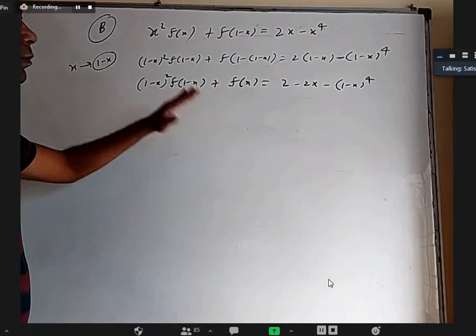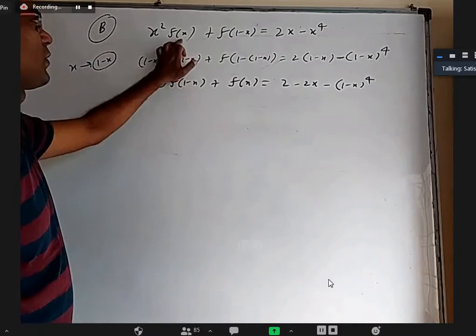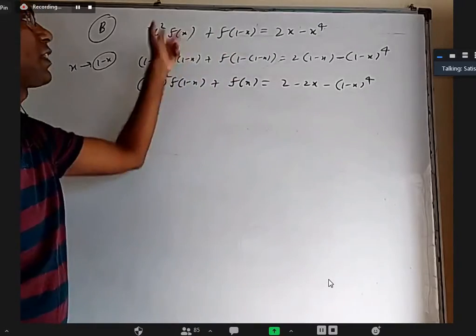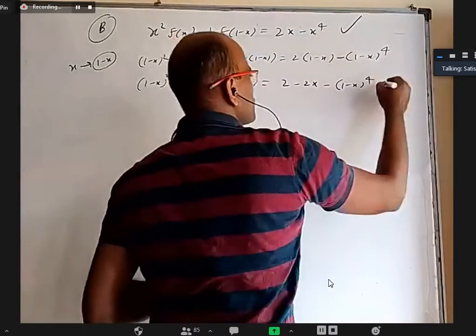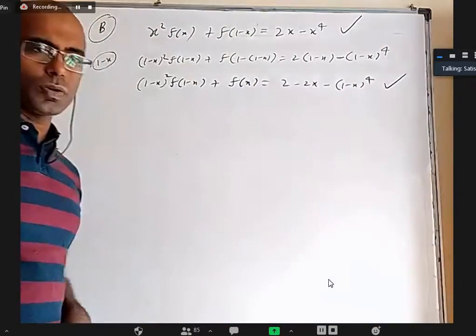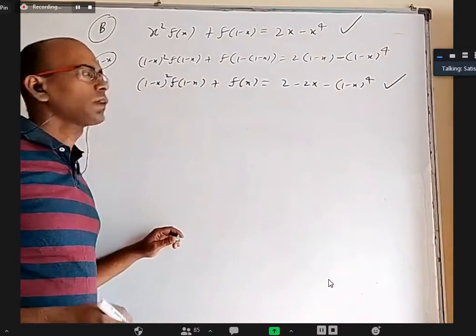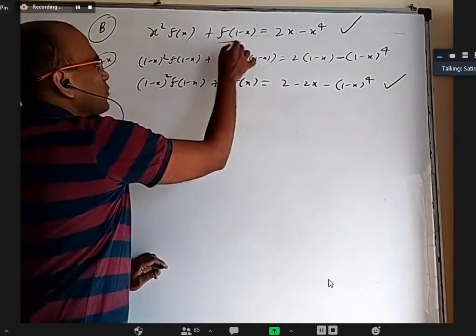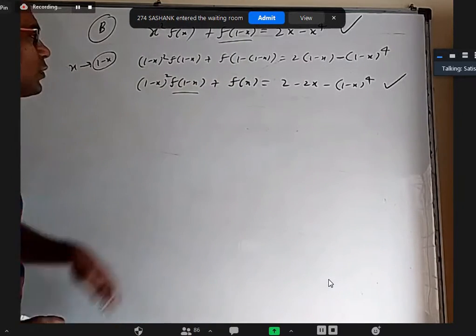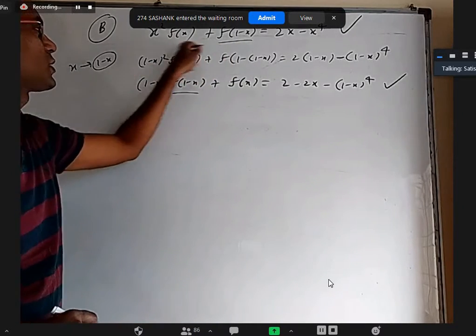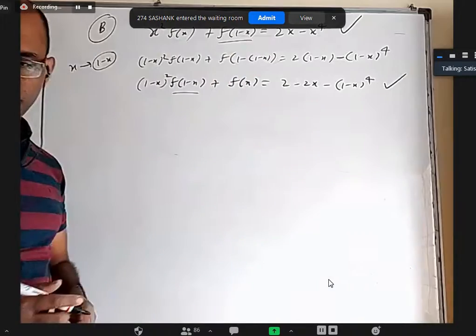Okay. But anyway, this is a standard procedure: if you have x here, some 5 by x, we'll replace x with 5 by x, something like that. Now from these two equations, eliminate what you don't want, and you'll get what you want. You don't want f of 1 minus x, eliminate that, and we want f of x. So if you want to eliminate this, you have to multiply this with 1 minus x whole square and subtract. Okay.